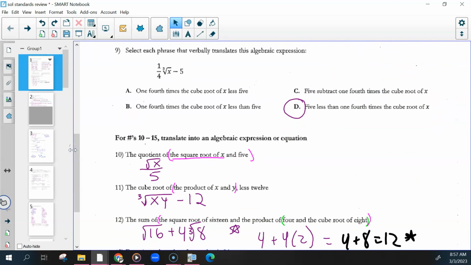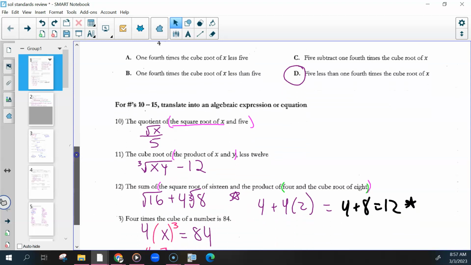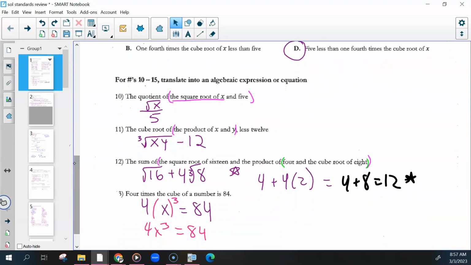Nine, the phrase that translates was D. 5 less than 1/4 times the cube root of x. 10 was the quotient of, or dividing, the square root of x in your numerator and then 5 in your denominator. 11 was the cube root of x times y underneath and then minus 12 outside of it.